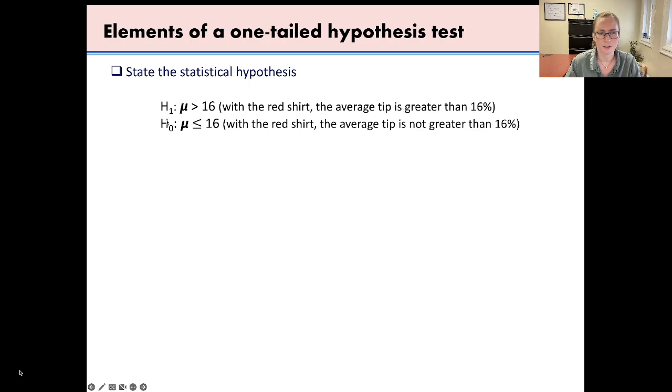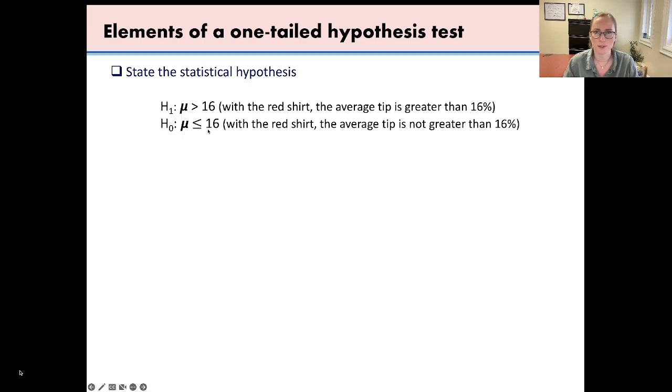Wait, did I state this correctly? These are reversed, with the red shirt. Okay, I always put the null hypothesis first. I don't know why I didn't do that here. Here, the alternative hypothesis, which is your actual hypothesis, is that with red shirts, the average tip is going to increase, be greater than 16%.